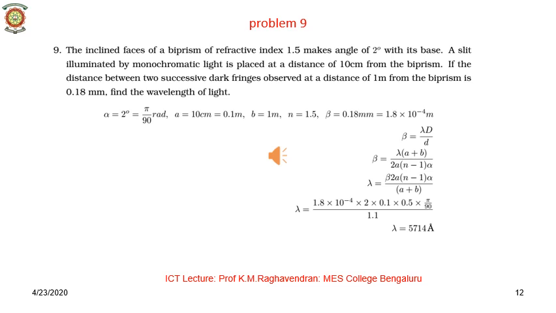The next sentence is very important to understand. This is where I said in an earlier slide that the language should not be a hindrance to solving the problem. In English and Kannada, the way the object and subject are used can be different. So what does this sentence say? If the distance between two successive dark fringes observed at a distance of 1 meter from the biprism is 0.18 millimeter, find the wavelength of light.